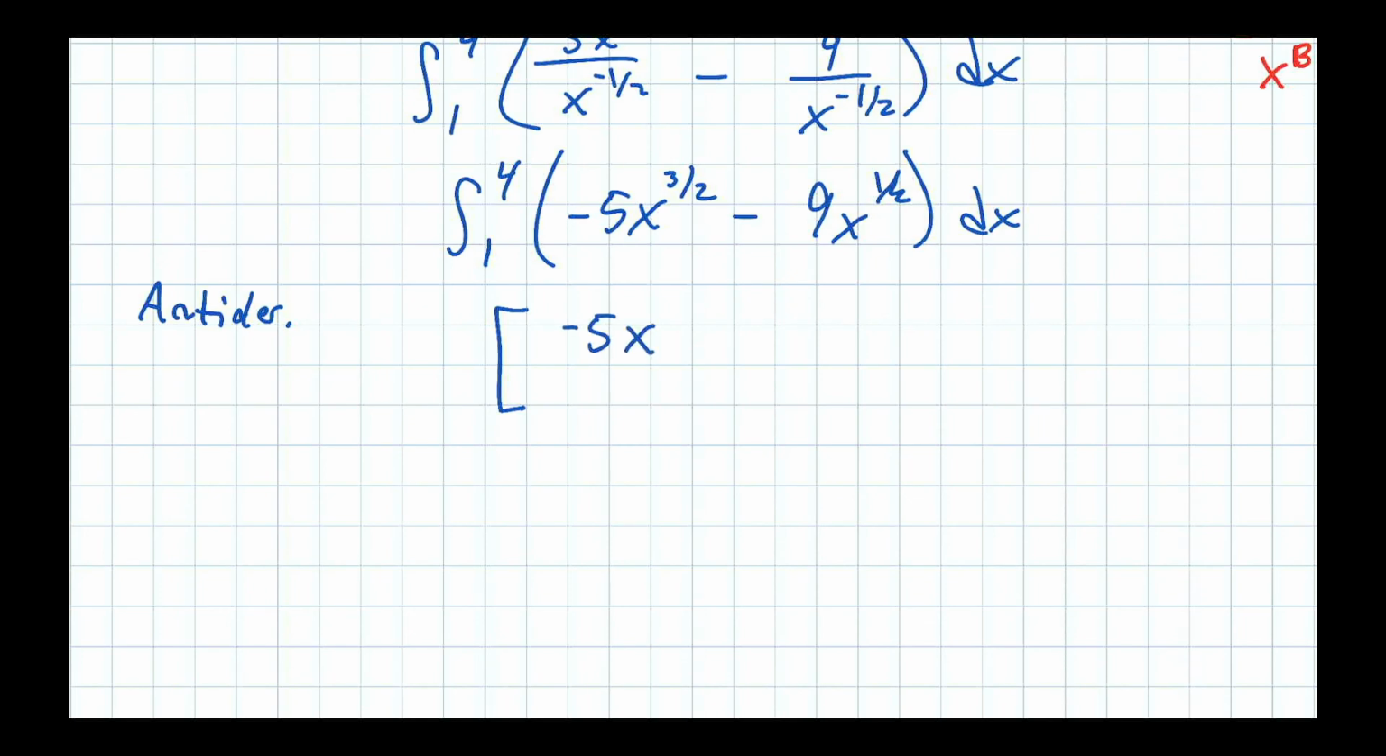So you add 1 to the power. 3/2 plus 1 is 5/2. Divide by 5/2. And then here, add 1 to 1/2. You get 3/2. Divide by 3/2. 1 to 4.